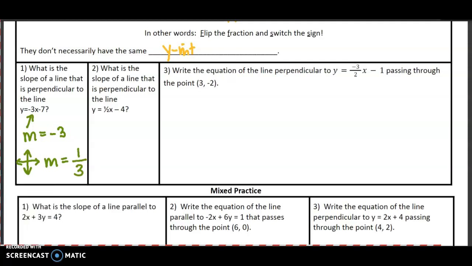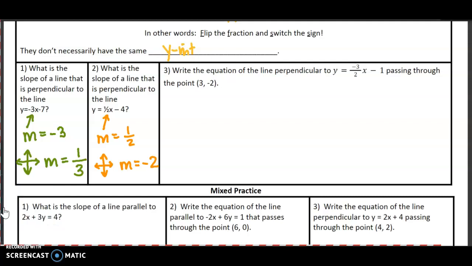All right. Number 2, my slope is positive 1/2. So now pause the video, flip it. So flip your numerator and your denominator and then change the sign. So if it's positive, now it's negative. If it's negative, now it's positive. All right, now that you've tried that, your perpendicular slope should be negative 2/1. You can simplify that down to negative 2.